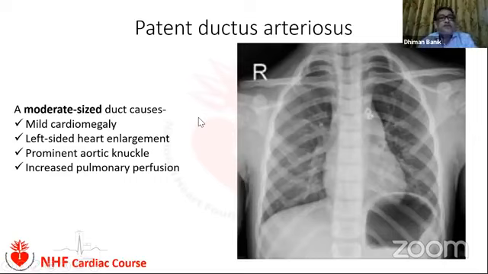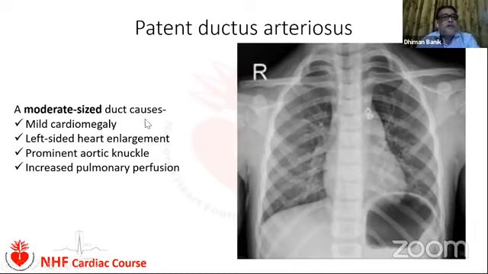In a moderate size duct, there may be mild cardiomegaly in this chest radiograph. There is LV type apex, the aortic knuckle is prominent, and there is increased vascular marking. There are features of pulmonary hypertension, and the pulmonary vessels are slightly dilated. This is a moderate sized duct, patent ductus arteriosus.